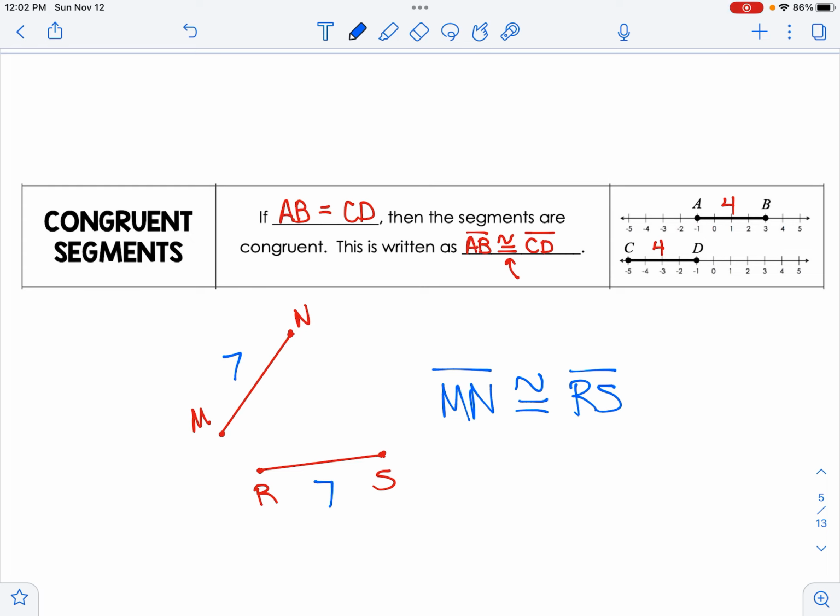Now, sometimes you might see this first and not be given the information that they're both 7. So another way to indicate that two segments are congruent is with tick marks, where you put a line like this. These are called tick marks, and that means the segments are the same length. So that means they are congruent. That's a shorter way to indicate that in a visual way.